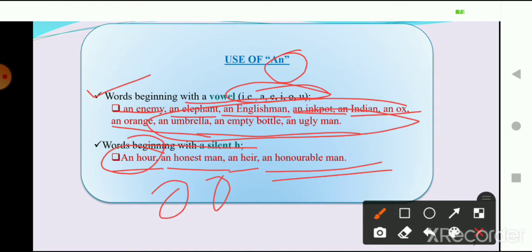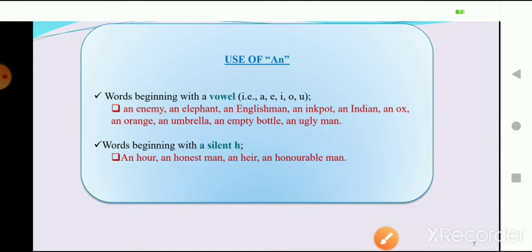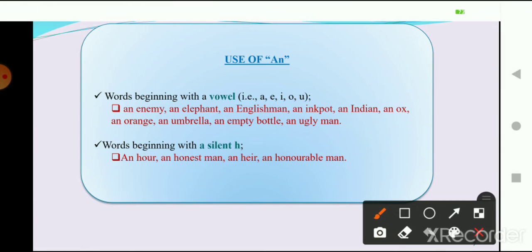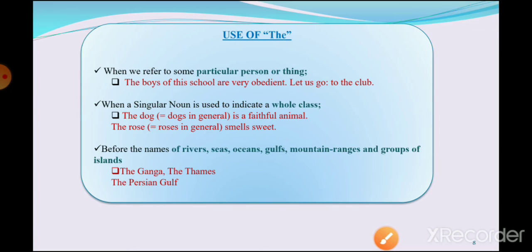I hope that you understood how and where we use article an. First, we use article an before the vowels. Okay, before the vowels. And the second way of using the article an is when a word begins with H and in that word the H is silent. Okay, then we use article an. Okay, so these were the indefinite articles.